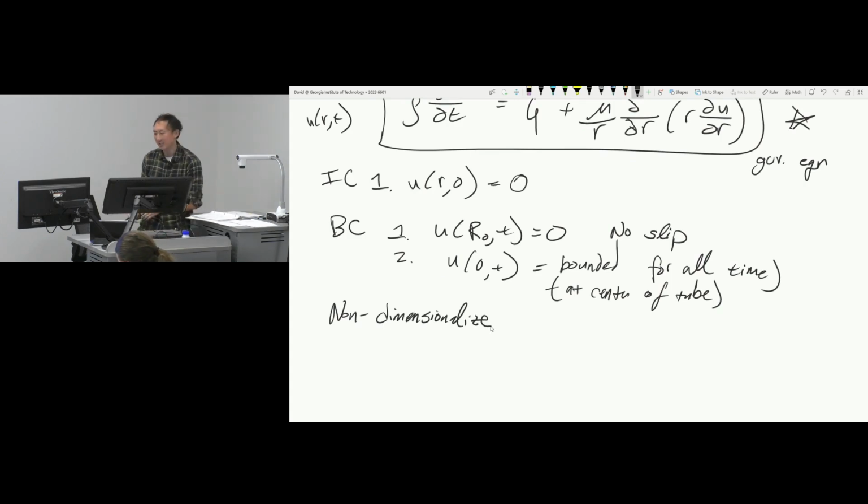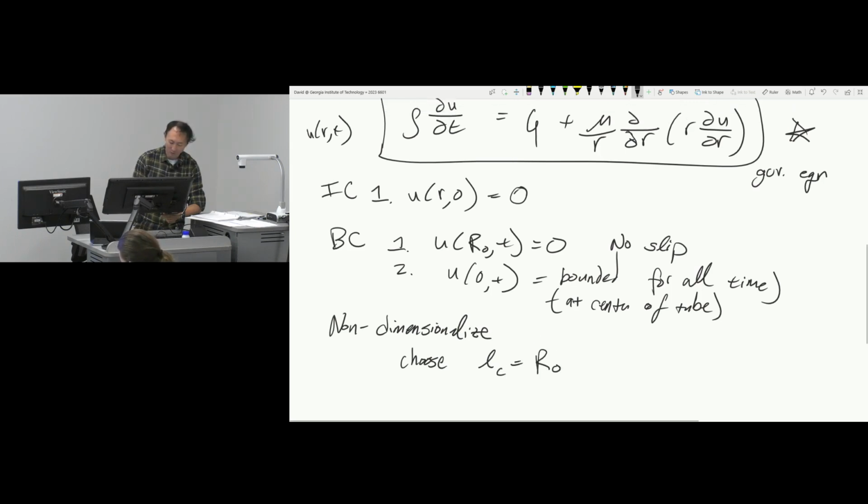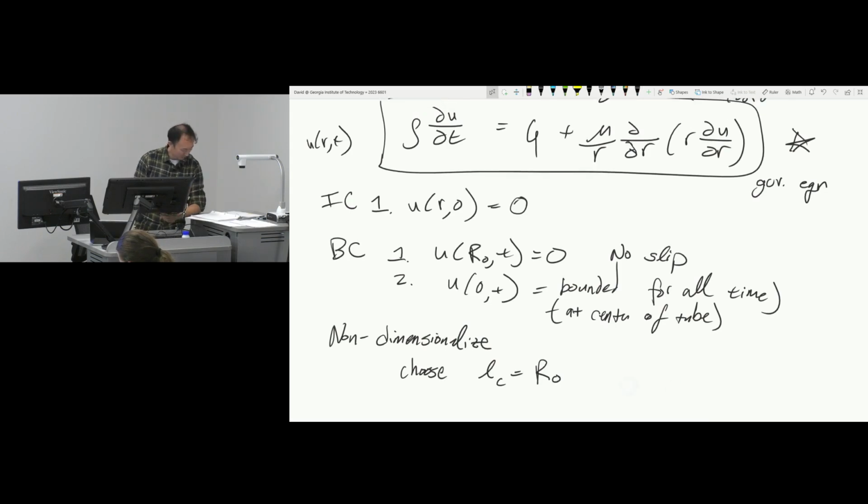The other reason you non-dimensionalize is that it gives you some idea of physically what you expect your solution to look like. You're not just going like a hero in the dark. You actually have some ammo. So, non-dimensionalize. We're going to choose a length scale. What do you think the length scale should be? Yeah, that's the only possibility, in fact, because it's infinitely long.